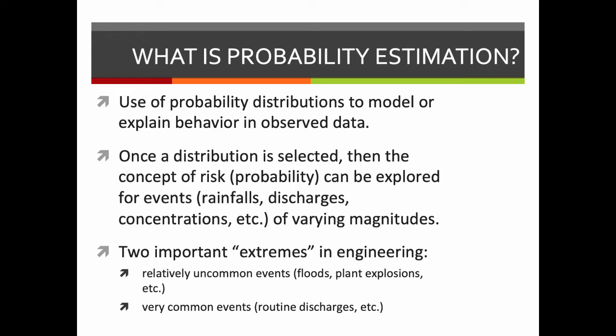Alternatively, we can determine the probability of observing an event of a given magnitude or greater, and that's called exceedance probability. So the concept of risk, which is a code word for probability, can be explored for things like rainfalls, discharges, concentrations, intensity, duration, frequency, and so forth.